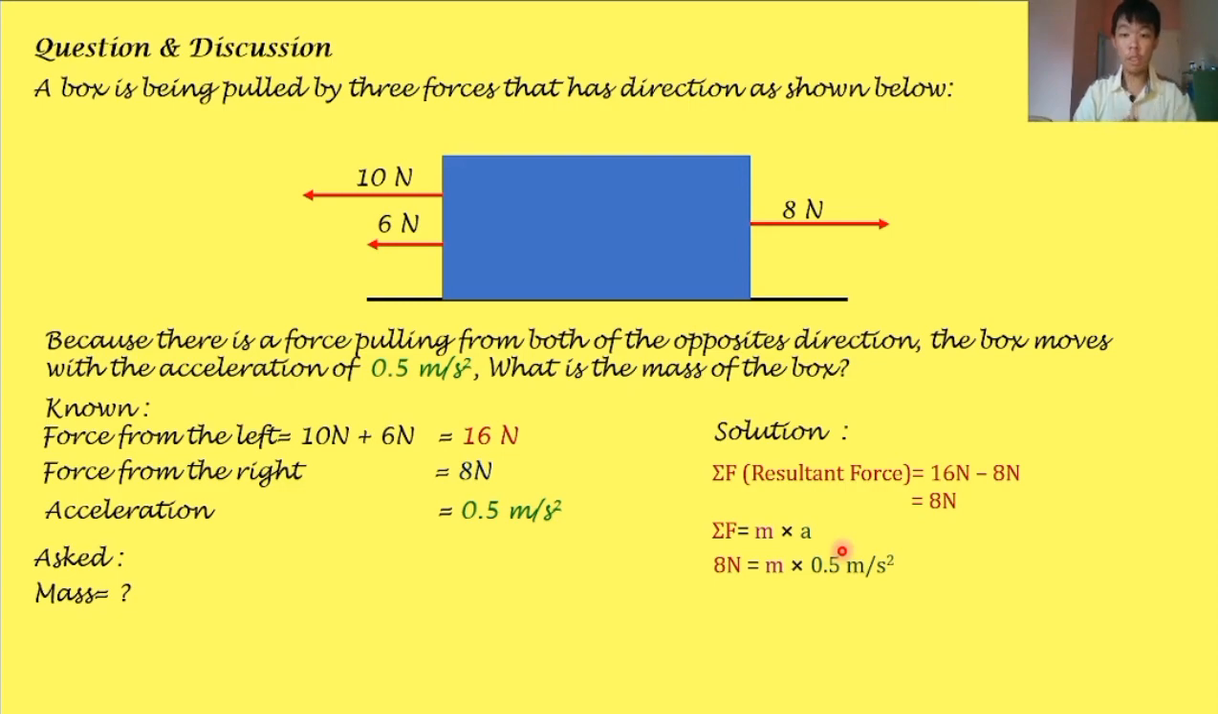Resultant force is 8 newtons, mass is being asked, and acceleration is 0.5 meter per second squared. Now we're going to obtain the mass equals 8 newtons divided by 0.5 meter per second squared. We're going to obtain 16 kilograms. So the mass of the box is 16 kilograms.